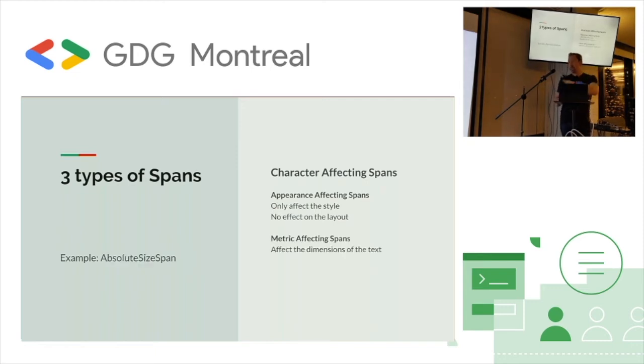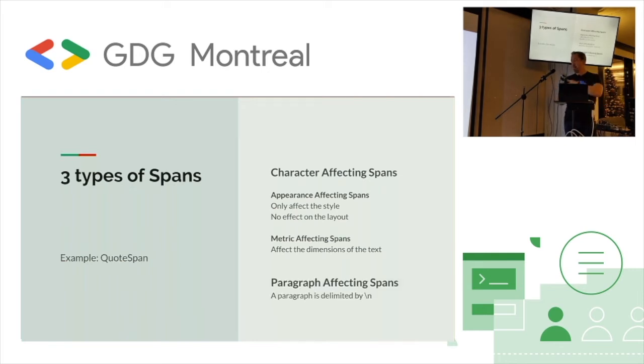You have metrics-affecting spans. In that case, that would be for the absolute size and image. Those can change the size of the text field. So let's say my text field is text size 20, and then I put an absolute size span of 22. The text field has to increase if I don't want the text to be cut. So basically it's going to be a metrics-affecting span. That means on the layout pass, it's going to evaluate all the spans that implement metrics-affecting and figure out what the text field is supposed to be sized at.